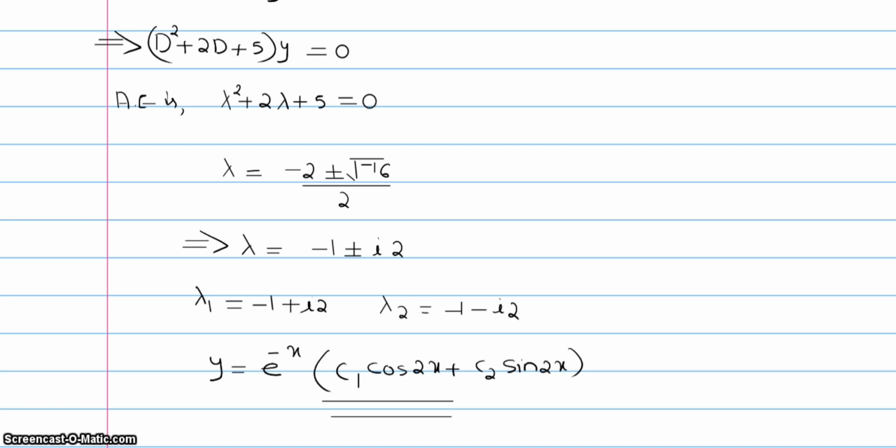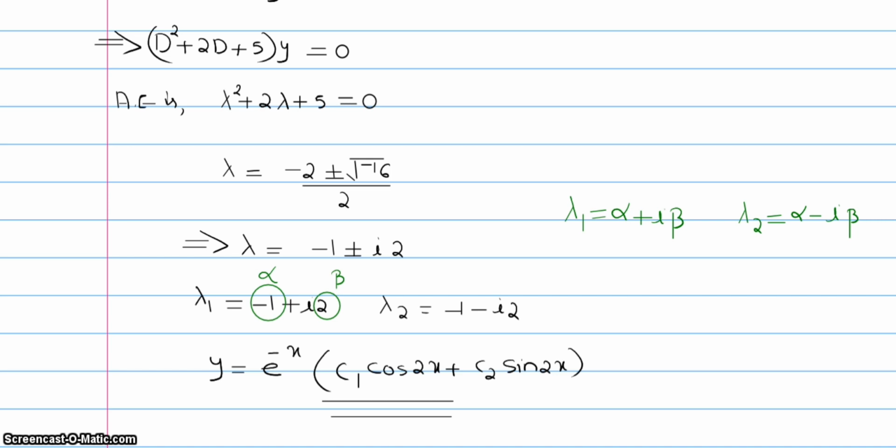So the roots will be, I am taking lambda 1 as minus 1 plus 2i and lambda 2 as minus 1 minus 2i. So these roots are complex roots, hence case 3 is arising here. Lambda 1 equal to alpha plus i beta and lambda 2 equal to alpha minus i beta. So here the alpha value will be minus 1, meaning the real part of the complex number. So alpha is minus 1 and beta is 2, meaning the imaginary part of the complex number. So the beta value is 2.